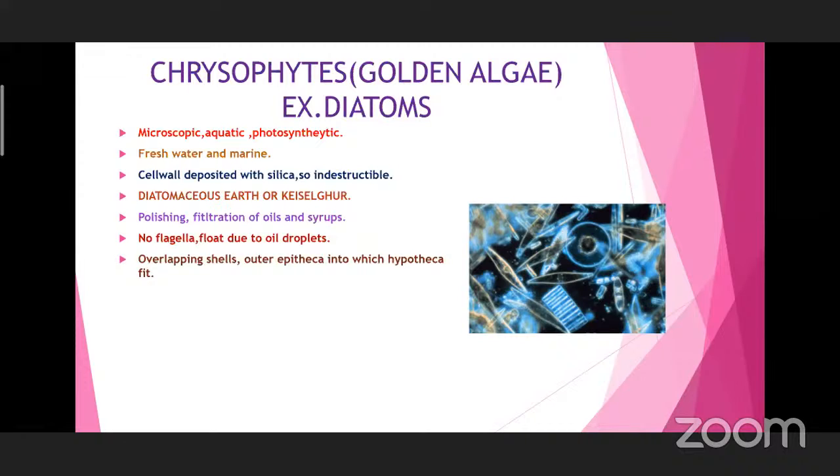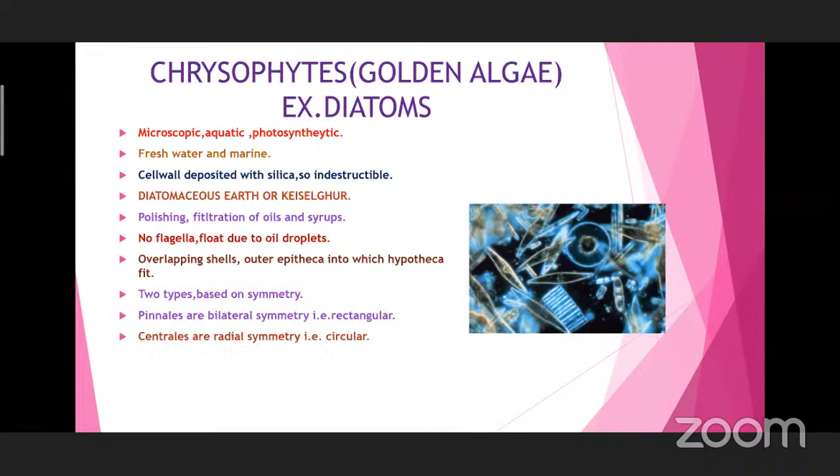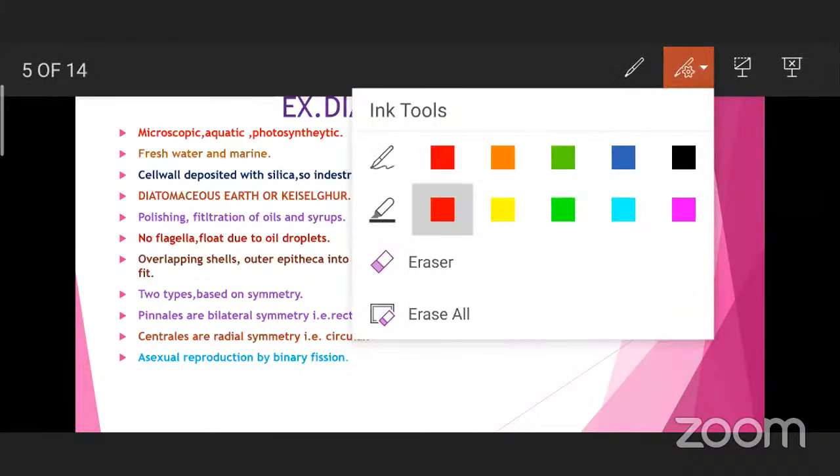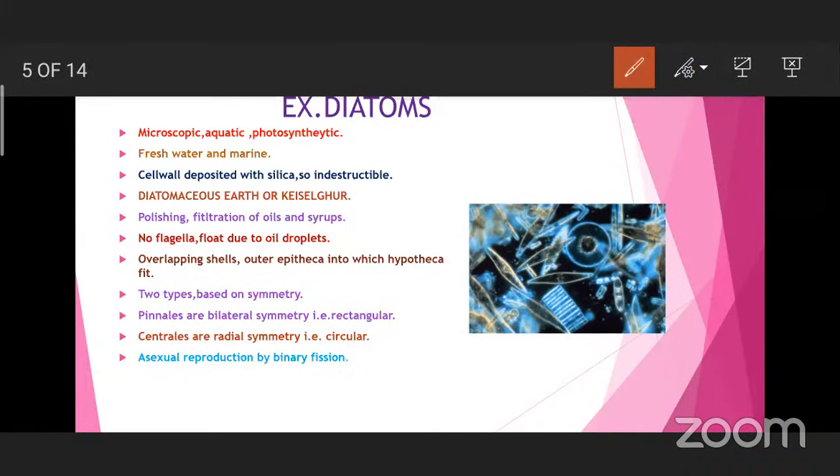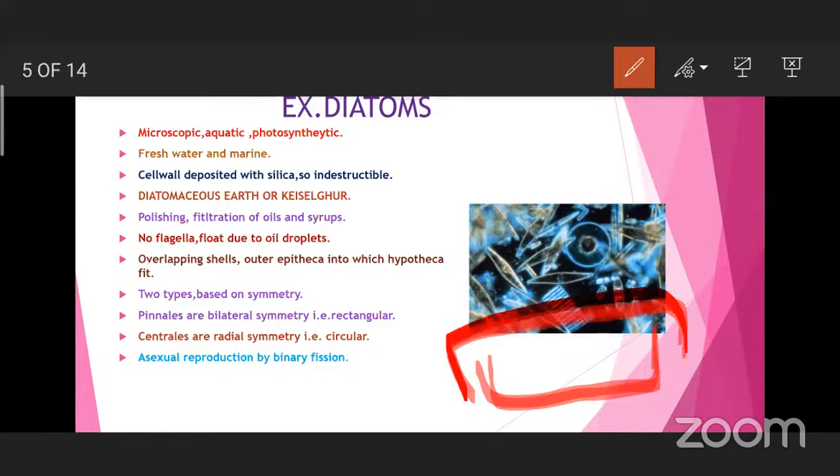And you can see the structure, overlapping shells. Recall the structure of a soap box. In a soap box, you keep the soap in this fashion, and then you cover it. In this manner, the arrangement of the diatom is also there. So these are overlapping shells: this is the outer epitheca and the lower one is the hypotheca, which fits properly into it.